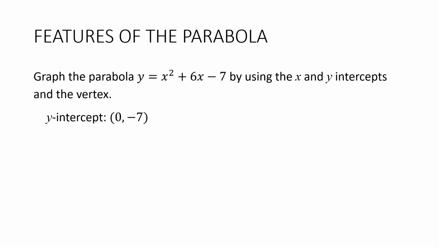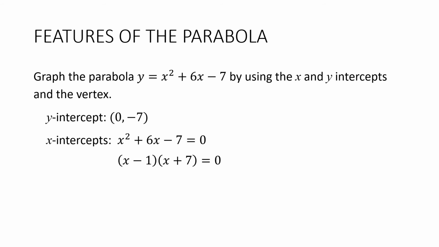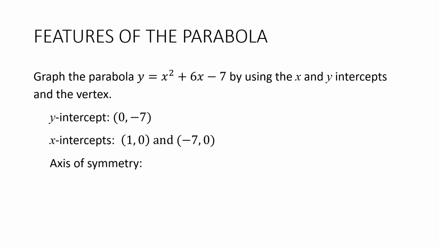There's our y-intercept. If we want to work out the x-intercepts, we need to substitute y equals 0. So y equals 0 here. So we need to solve this equation. x squared plus 6x minus 7 equals 0. You can use the quadratic formula if you want to, but it's much easier to factorize. Now, using the null factor law, either x is equal to 1 or x is equal to -7. So there's our two x-intercepts.